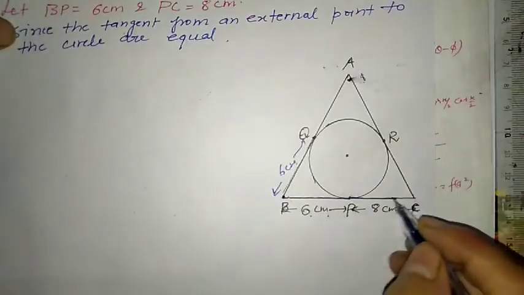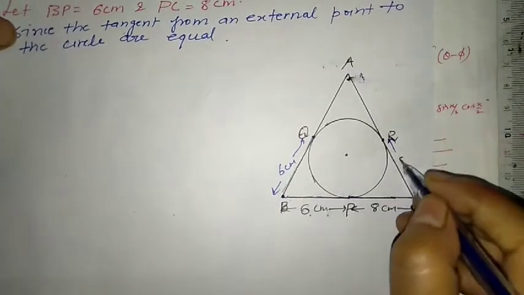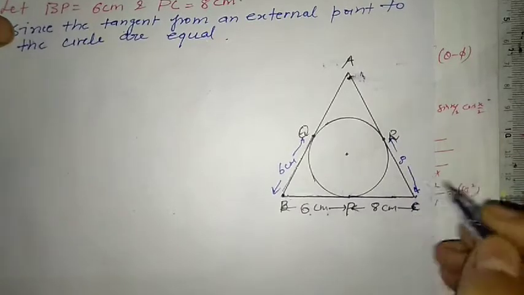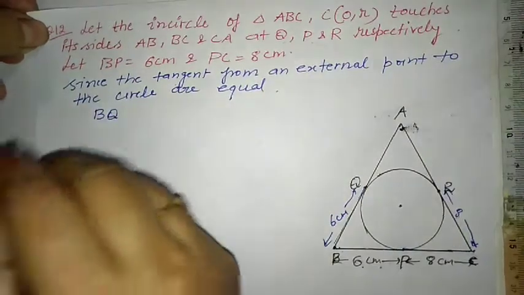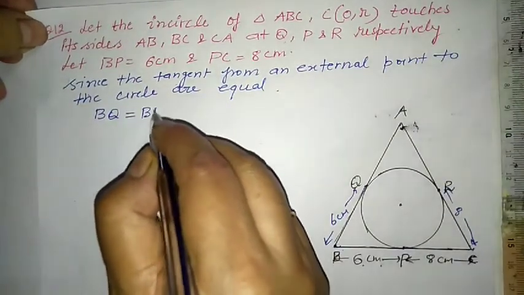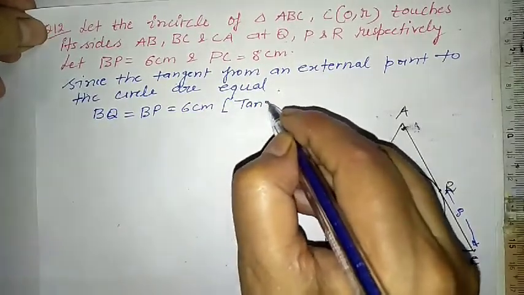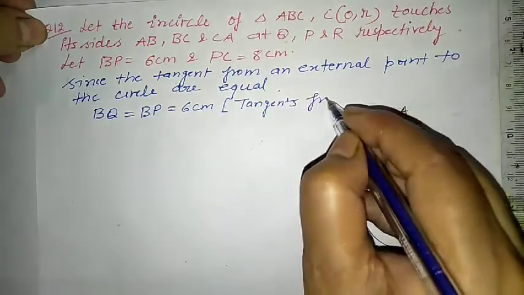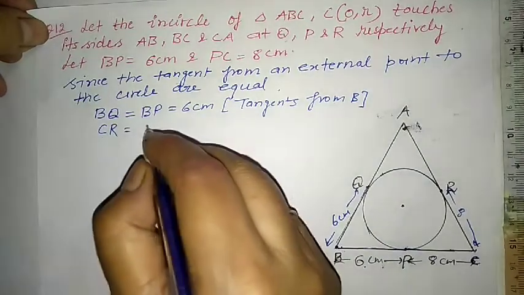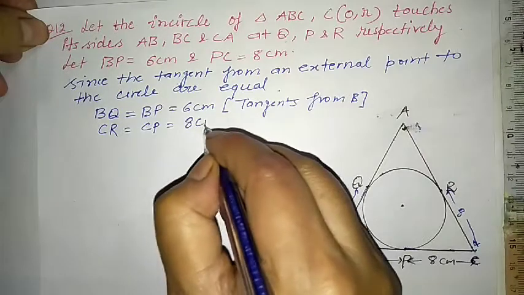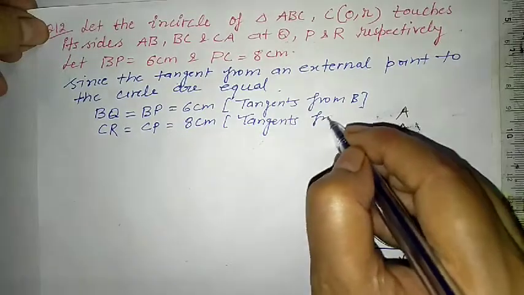And this one is 8. C is the external point. If this is 8, then CR will also be 8 centimeters. All are in centimeters. So we can write here BQ equals BP equals 6 centimeters, because tangents from B. Similarly, we can write CR equals CP equals 8 centimeters. The reason we can write is tangents from C.